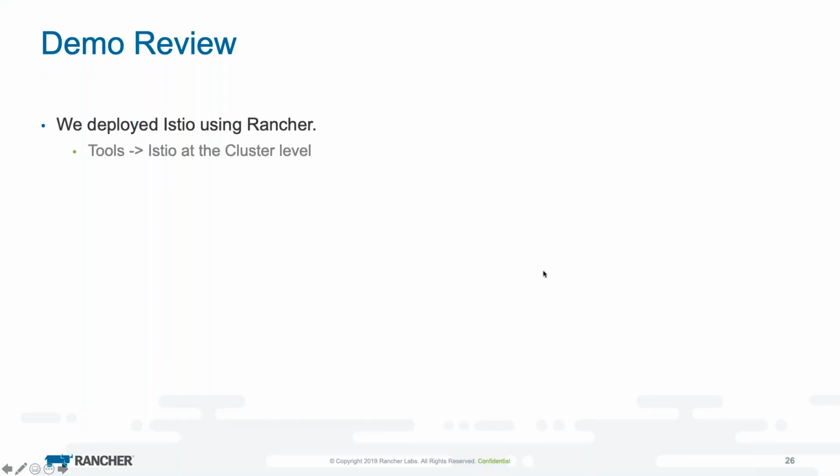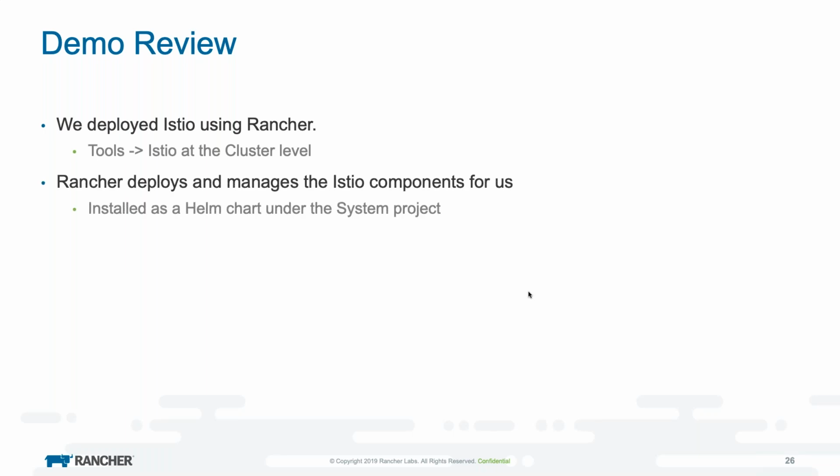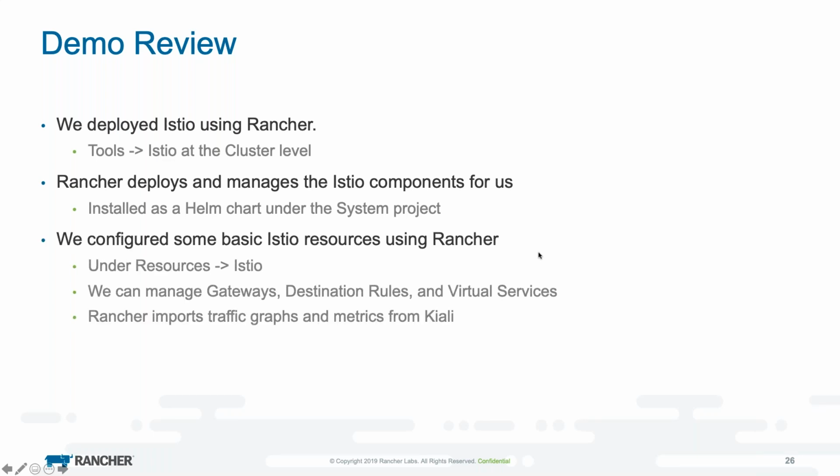So we deployed Istio using Rancher. We certainly did do that. In the cluster, tools and Istio at the cluster level is how you would deploy Istio into your Kubernetes cluster. Rancher will deploy and manage those Istio components for us. So we installed Istio as a Helm chart under that system project, and now we can configure basic Istio resources using Rancher.